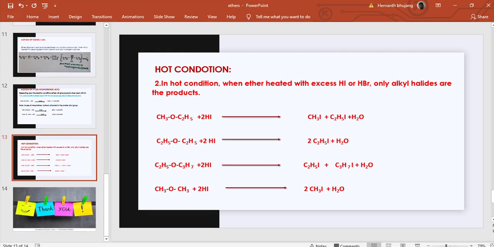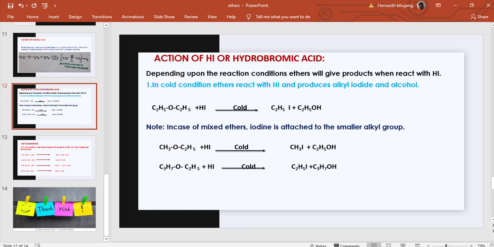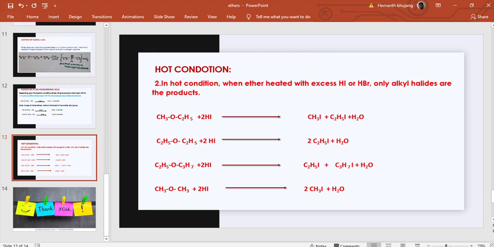And hot condition. In hot condition, when ether is heated with excess of hydrogen iodide or HBr, only one type of product is formed, that is alkyl halide. Whereas in cold condition, two products are formed, alkyl iodide and alcohol. In hot condition, only one product, that is alkyl halide or alkyl iodide. Why iodide? Because we are taking HI here.